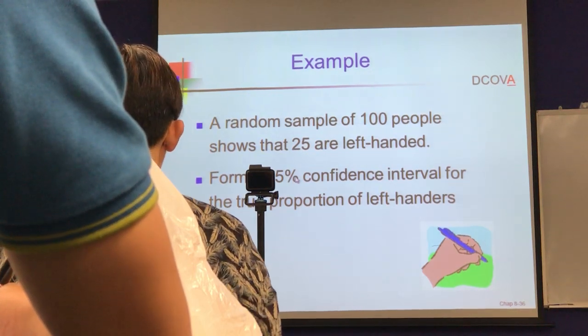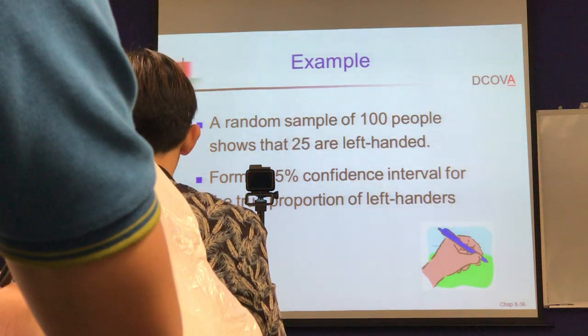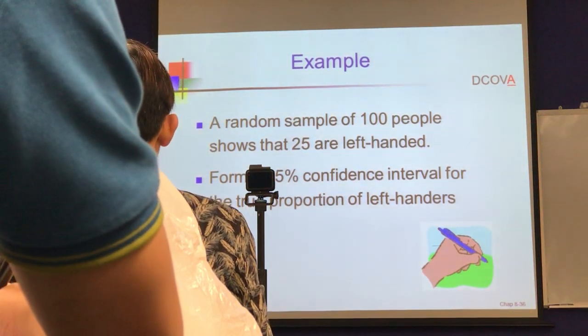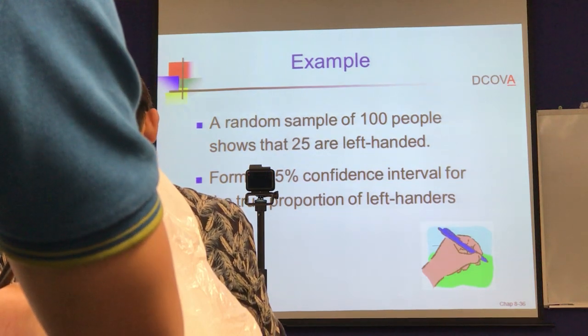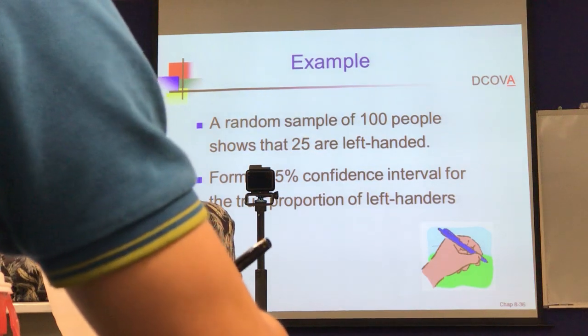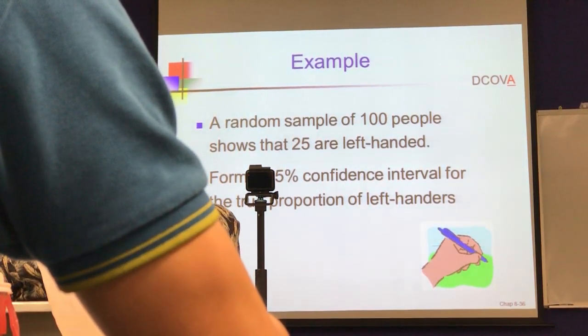A random sample of 100 people shows that 25% are left-handed. Form a 95% confidence interval for the population proportion. So try it out. Give it just 1 minute and try not to see the answer. Try it out on your own first.